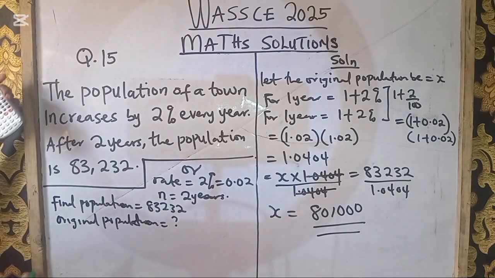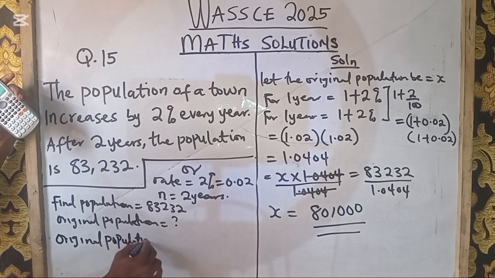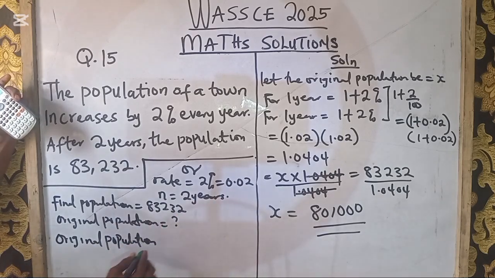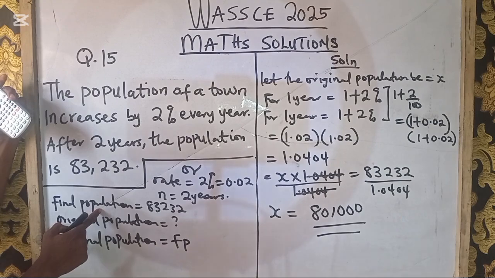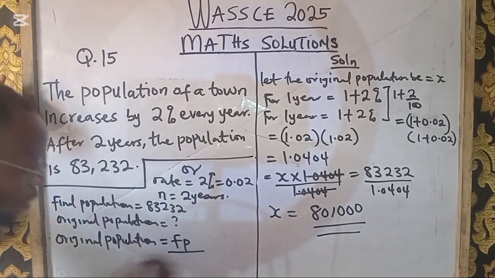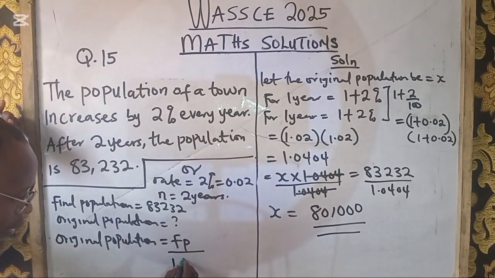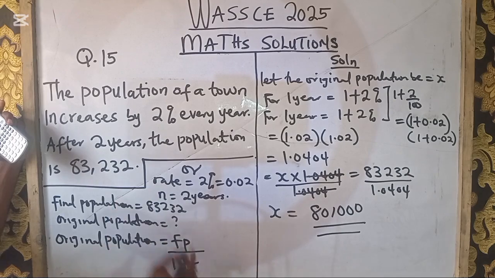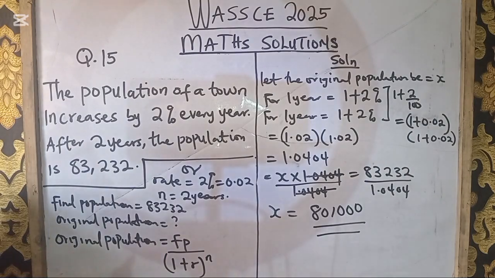So we can just simply say that the original population, I'm actually managing the space, we have already gotten our answer, I just want to apply this formula, is equals to, let me just use FP. FP means final population. Hope is clear. Then all over 1 plus the rate, which is this R here. Then all raised to power what? I think this formula should work for it.